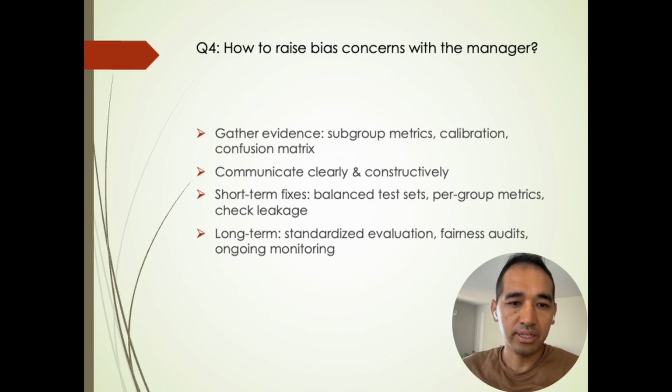Then I would suggest practical fixes like building a more balanced test set, reporting metrics separately for each group, and double-checking that there's no label leakage. For the long term, I would recommend setting up a standard evaluation process, adding fairness checks, and monitoring models continuously. The key is to frame it as risk reduction with clear next steps, so the concern is taken seriously and turned into action.